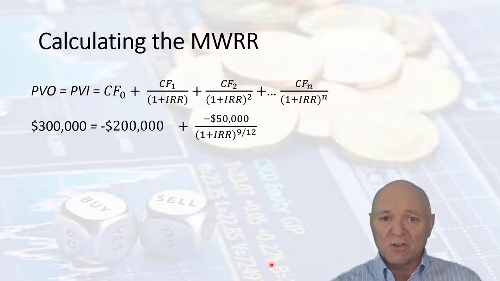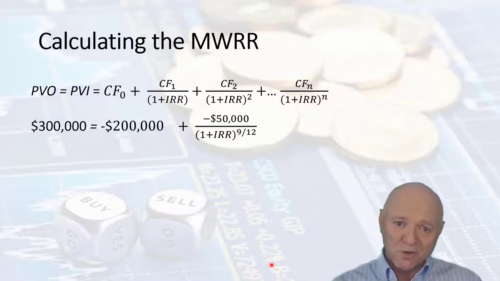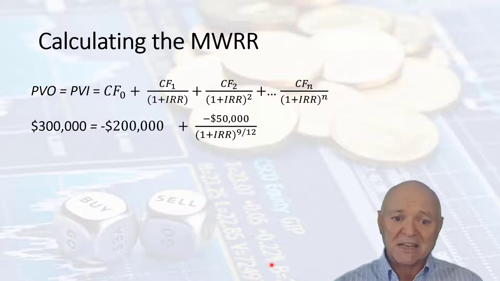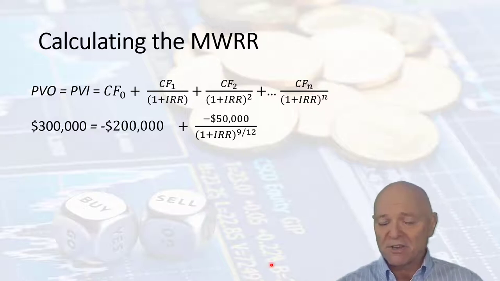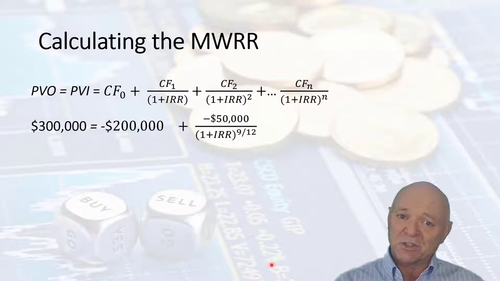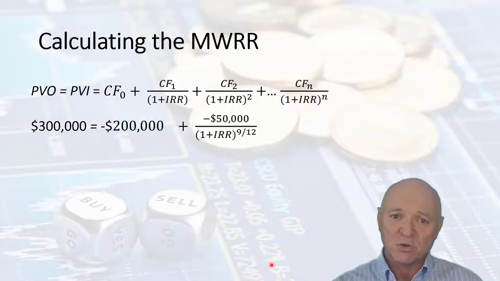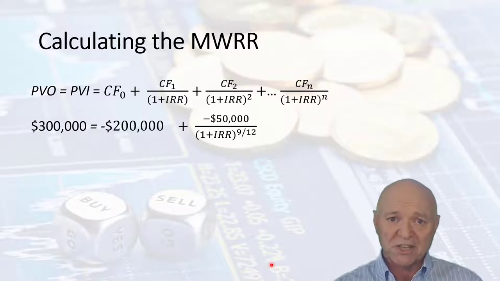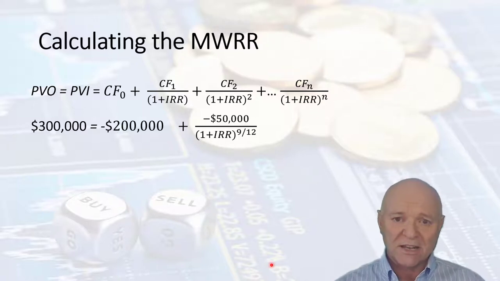We could solve that iteratively over and over again until we finally found the internal rate of return that makes all of this work, that everything on the right-hand side is equal to the left-hand side by changing the internal rate of return. That's essentially what Excel does when we use the internal rate of return function in Excel.